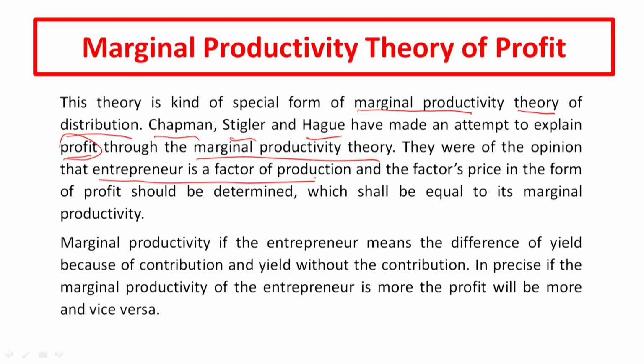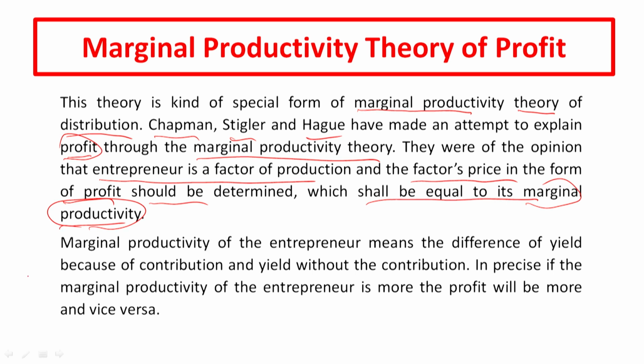As we have discussed different factors, even the entrepreneur is a kind of factor, and the factor's price, in the form of profit, should be determined. As you are paying to the factors of production, in the same way the entrepreneur is a kind of factor and profit should be paid to this respective factor, which shall be equal to its marginal productivity. No random profit can be there. The profit shall be equal to the marginal productivity of the firm or of the entrepreneur.